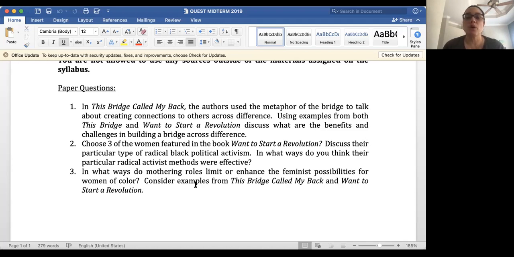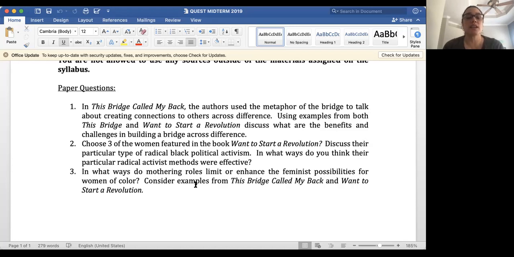Make sure you cover both the benefits and the challenges, okay? If you only cover one, then you haven't really talked about the whole question. You haven't really answered the full question, and that will count against you, okay? So hopefully that's a little bit clear about what that particular question is asking you to talk about.